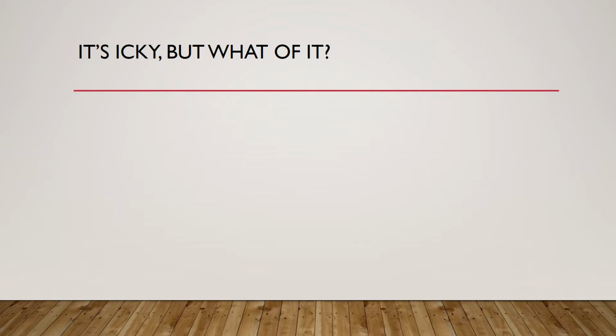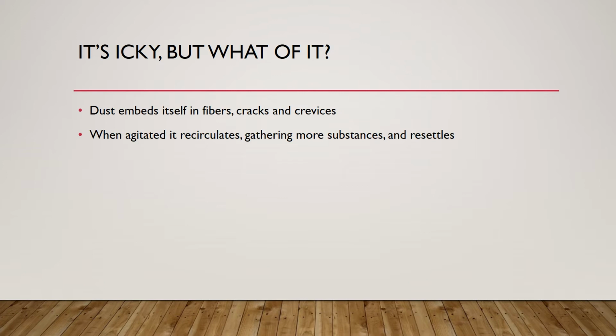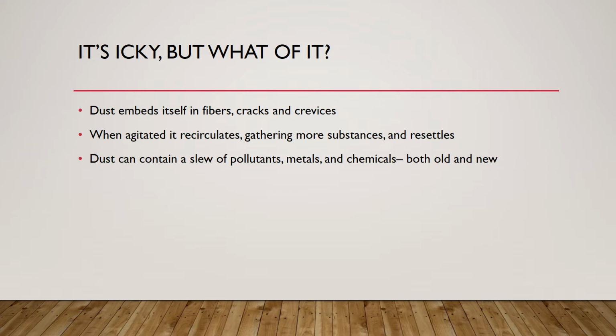It's important to know that dust can become embedded in cracks, fibers, and crevices. When dust is agitated, like with a feather duster or a broom, it goes back into the air, amassing other particulates and pollutants before it settles again. The fact that dust can hide in cracks and move around when disturbed means that dust can contain some nasty substances, even from old, banned paint or lawn care chemicals.